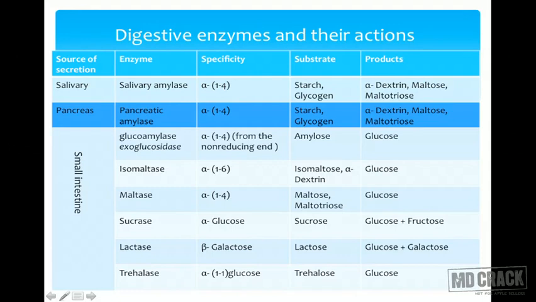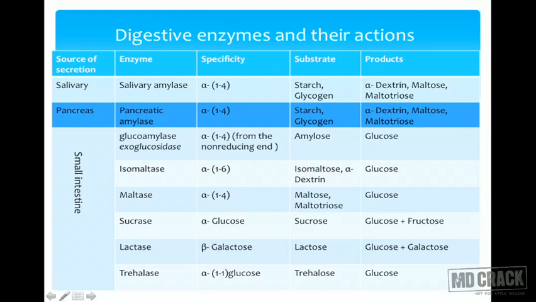Glucoamylase is an exoglucosidase. It acts on 1,4 from the non-reducing end, and the substrate is amylose, product is glucose. Isomaltase, what does the name suggest to you? Isomaltase will act on isomaltose. What is isomaltose? Glucose in 1,6 linkage. So isomaltose and alpha-dextrins are converted into glucose. Maltase, what does it act on? Maltose. It is again 1,4 linkage. So maltose and maltotriose are converted to glucose.